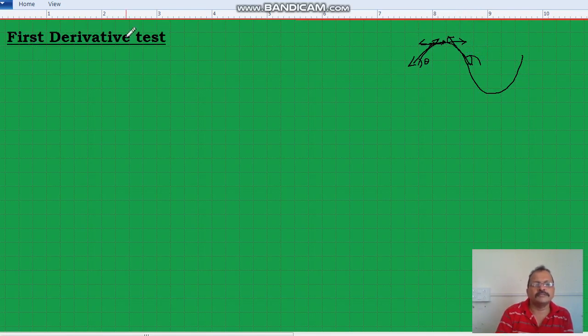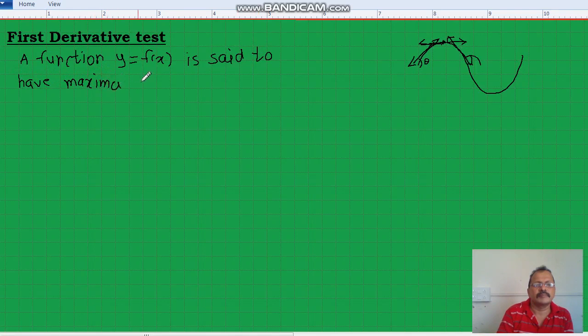We define the first derivative test as: a function y is equal to f(x) is said to have maxima at x equal to c if, first condition, f dash c is equal to 0.